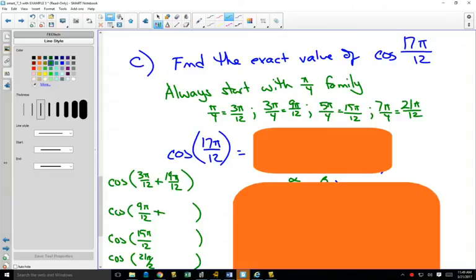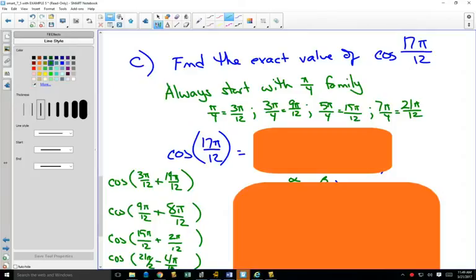8 pi over 12. Good. What about 15 pi over 12? You'd have to add 2 pi over 12. What about 21 pi over 12? You'd have to subtract 4 pi over 12.